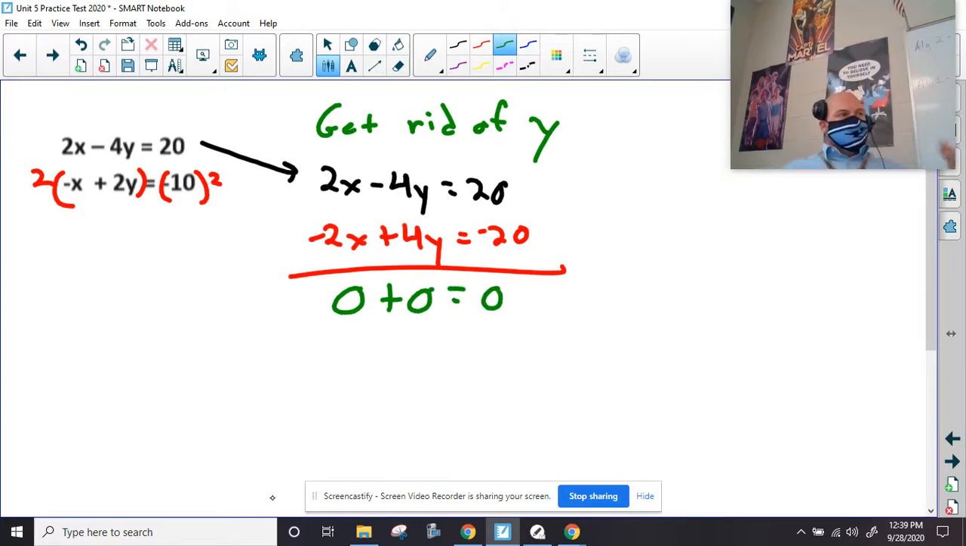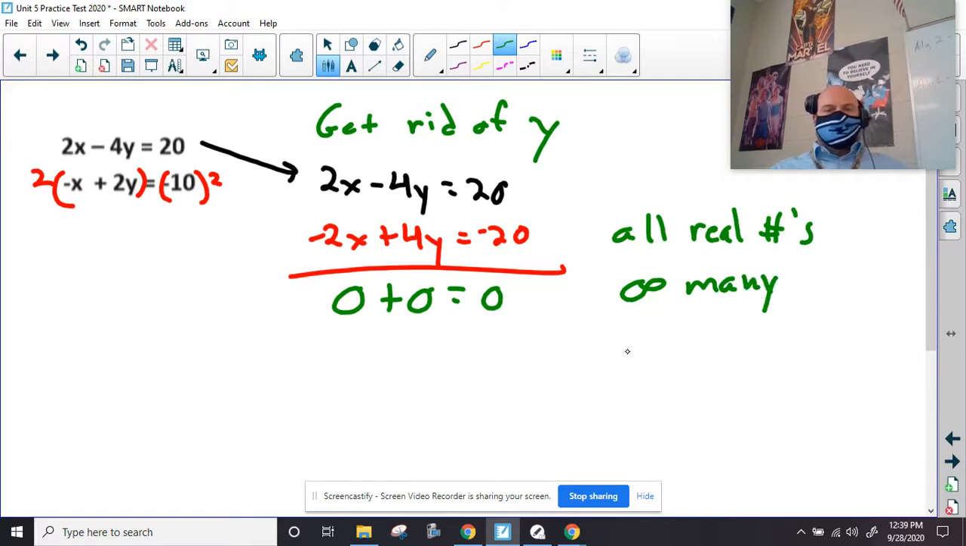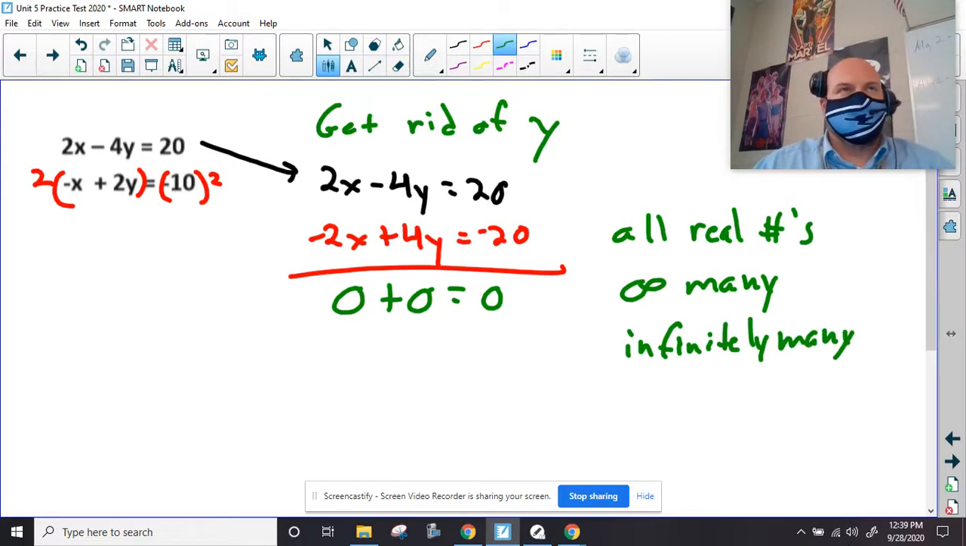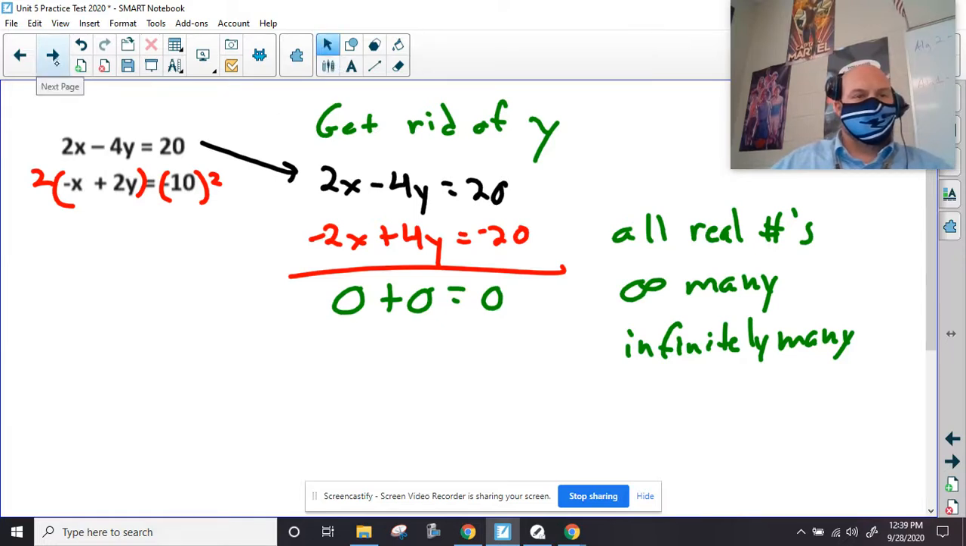Does 0 plus 0 equal 0? Yeah. So this would be, I forget if I have it as all real numbers. There's actually multiple ways. You say all real numbers, and you can write it like this, infinitely many. Any one of those would work.